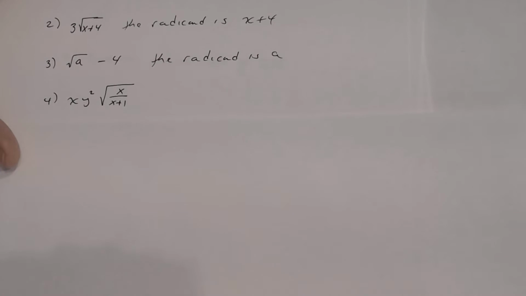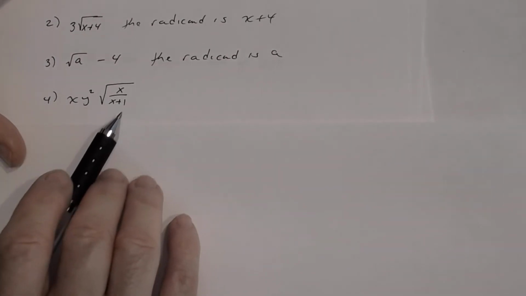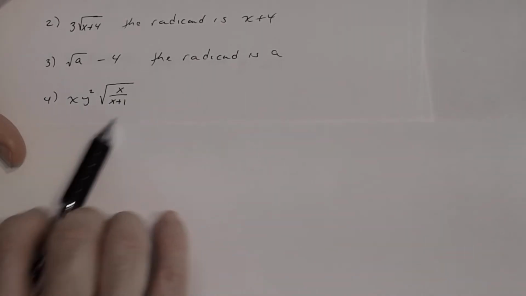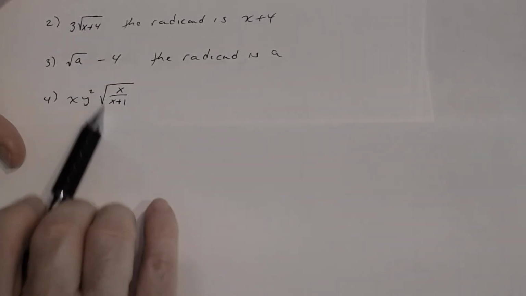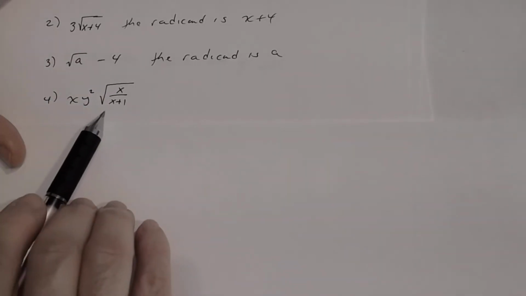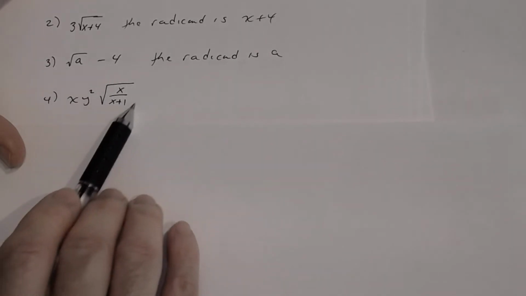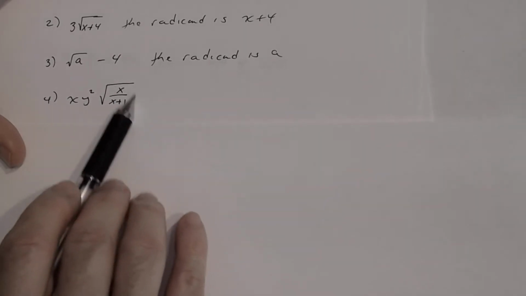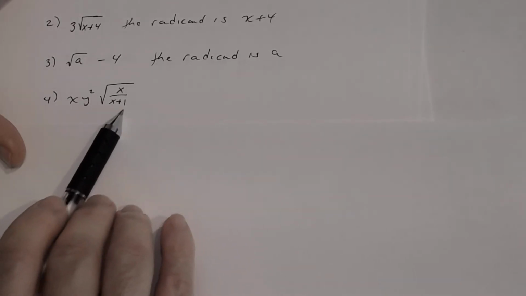And then finally, if we look at this one, here you have xy squared times the square root of x divided by x plus 1. So the whole thing is a radical expression. All these are radical expressions because they contain a radical sign. In this case, it's square root, square root, square root. But the radicand is the expression that's under the square root symbol. So what's the radicand? The radicand is x divided by x plus 1.